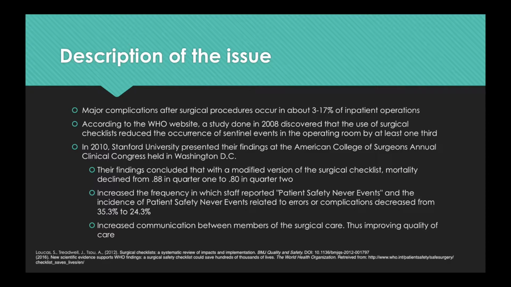In 2010, Stanford University presented their findings at the American College of Surgeons annual clinical congress held in Washington, D.C. Their findings concluded that with a modified version of the surgical checklist, mortality declined from 0.88 in quarter 1 to 0.80 in quarter 2. The checklist also increased the frequency in which staff members reported patient safety never events, and the incidence of patient safety never events related to errors or complications decreased from 35.3% to 24.3%. It also increased the communication between members of the surgical care team, thus improving the quality of care.